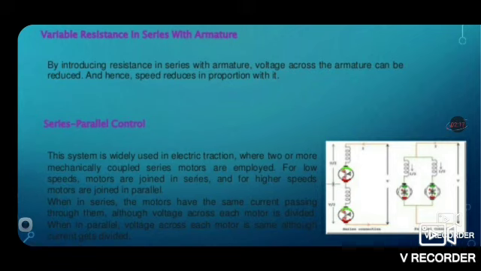When in series the motors have the same current passing through them, although voltage across each motor is divided. When in parallel, voltage across each motor is same although current gets divided.